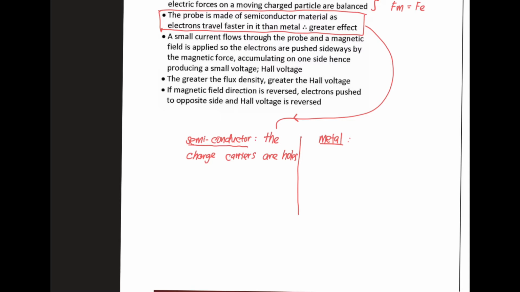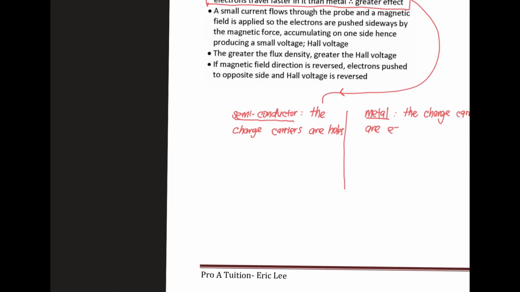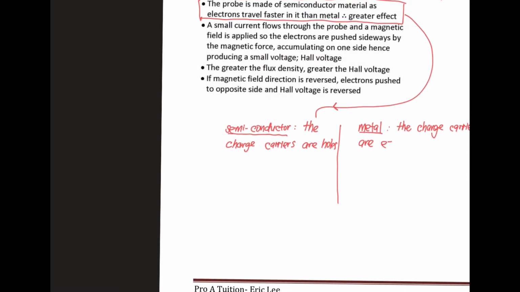So how about metal? Let's compare. For metal, the charge carriers are electrons. So what's the difference? If the charge carriers are holes compared to the metal where the charge carriers are electrons, is there any difference or not? Of course, yes, there is a difference.